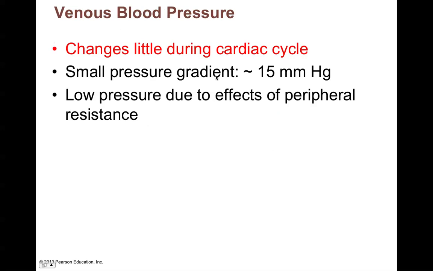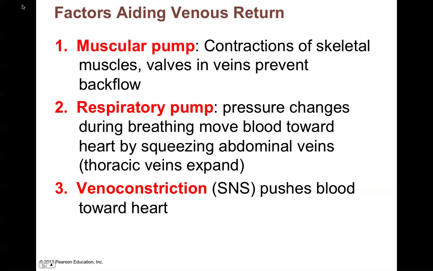Venous blood pressure doesn't change much at all during the cardiac cycle. The smallest pressure gradient is about 15 millimeters of mercury. The low pressure is due to the effects of peripheral resistance. So what aids venous return? We have a muscular pump. It's not directly associated with the veins, but it would be the contractions of the skeletal muscles around those veins. There's also the valves that are present in the veins that prevent backflow.